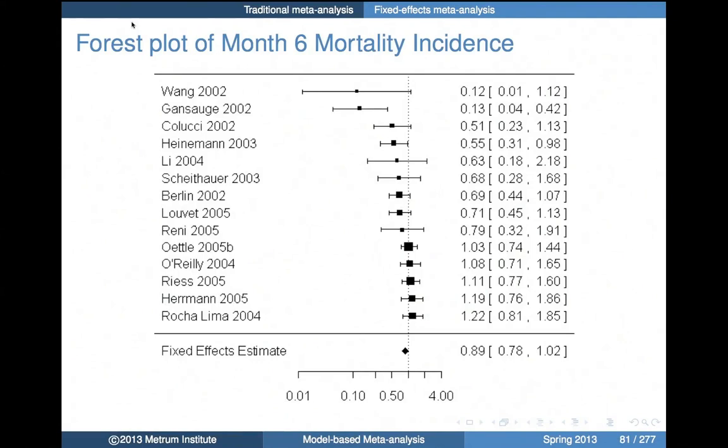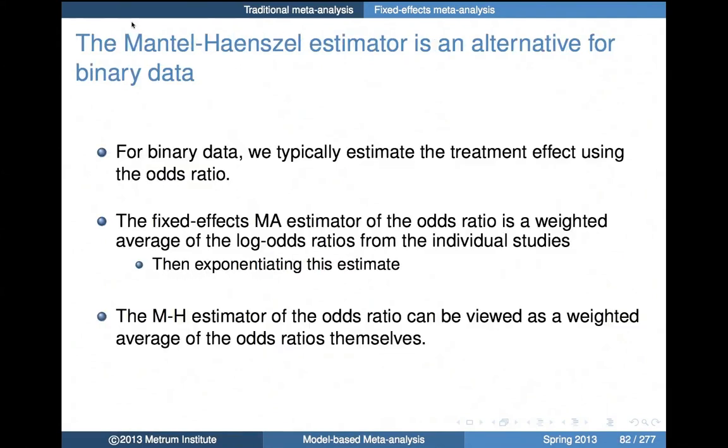What we've talked about so far is that traditional fixed effects estimator of, in the case of binary data, taking the estimator on the log odds ratio scale and performing that simple weighted average approach. And as we saw previously in this last example, the fixed effects meta-analysis estimator of the odds ratio is really a weighted average of the log odds ratios from the individual studies, and then we exponentiate that to get an estimate of the odds ratio.